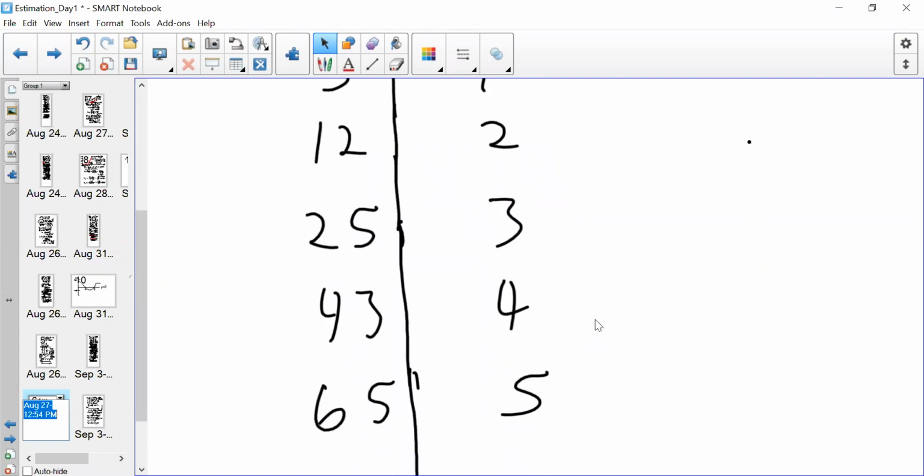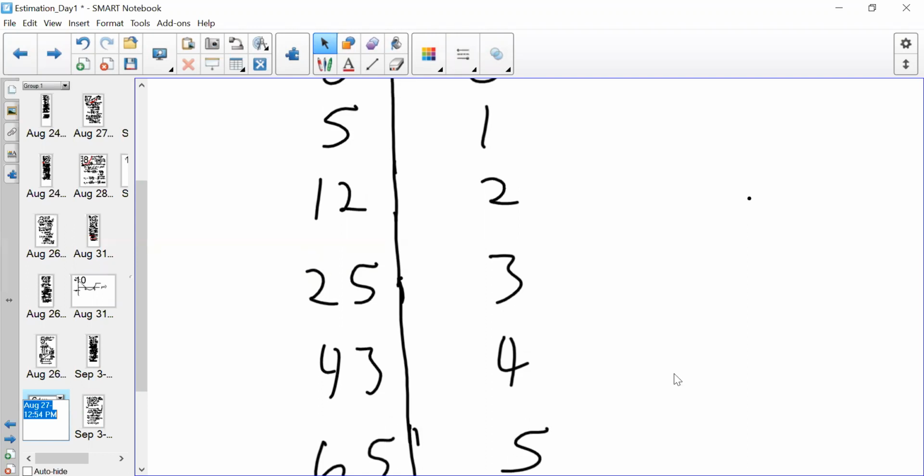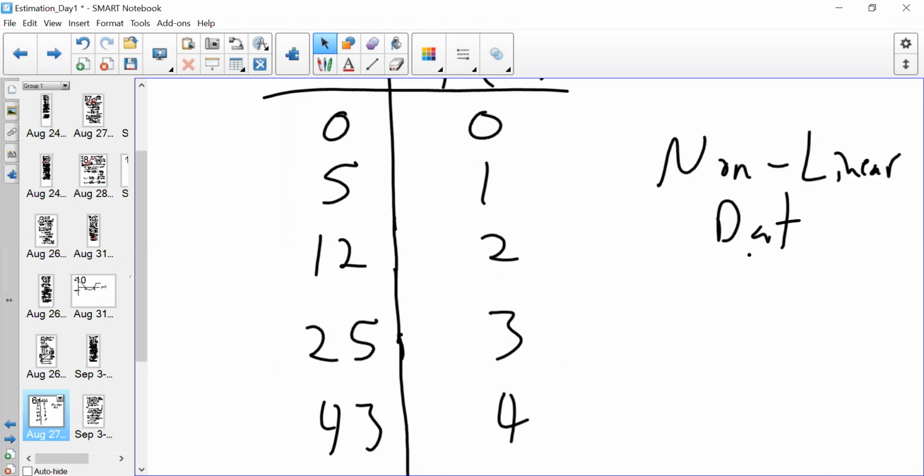So there's a dramatic increase. This is no longer linear. The gaps are not even the same: 7, 13, 18, 22. So way out of whack. This is nonlinear data. We won't be dealing with this today, but I want to give you the difference between linear and nonlinear data, where the increments are not the same every second. Not only not the same, dramatically different in some cases.